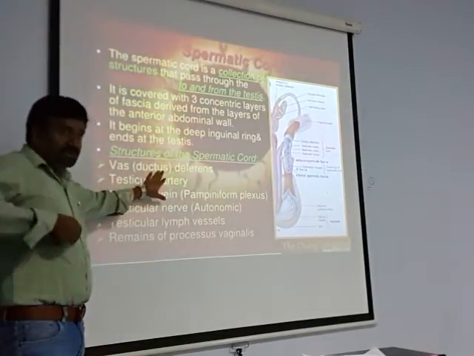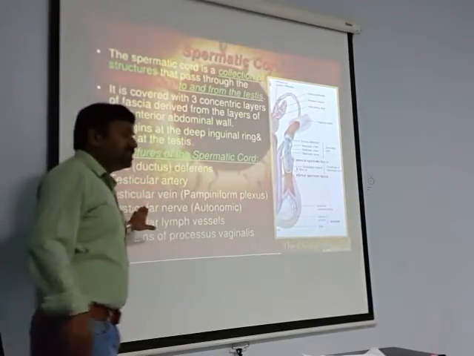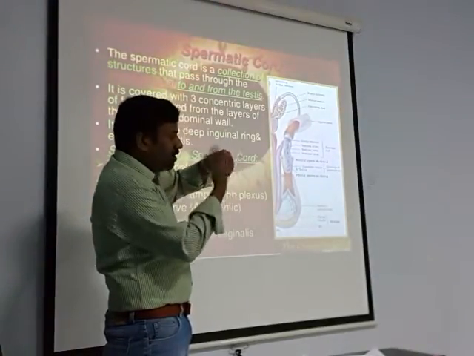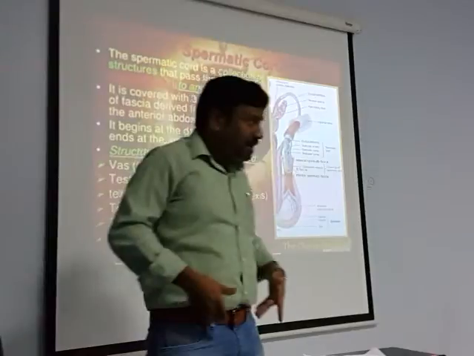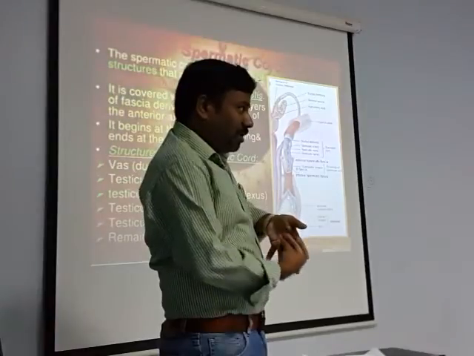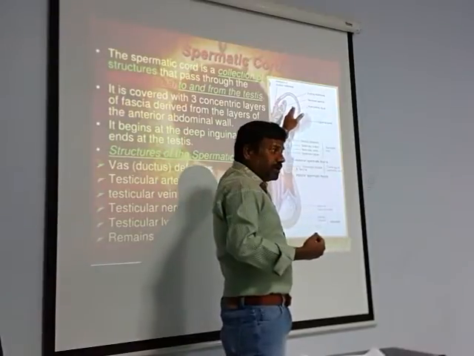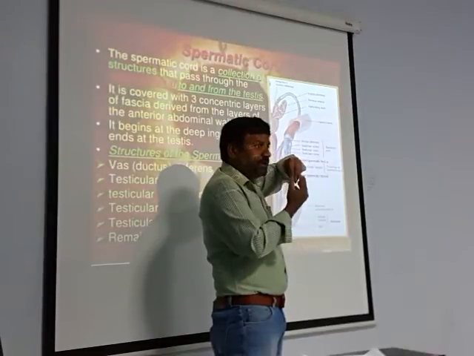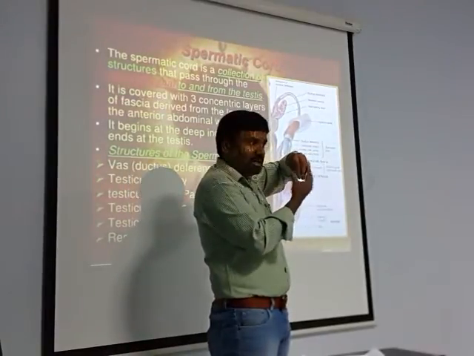Vas deferens, okay? And then you have the testicular artery and the testicular vein. Here the vein is not a single vein. It forms a plexus which will be around this vas deferens. Why is that? Because part of the spermatic cord is exposed to the outside. The vas deferens is carrying sperms from the testis. Clear? So the optimum temperature has to be maintained. That's why all these form a plexus, keeping the temperature at body temperature. Where is it?